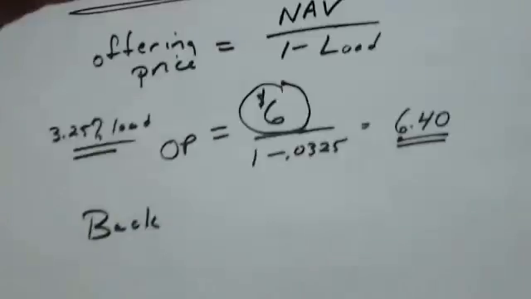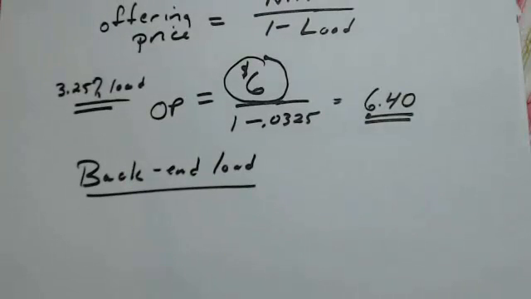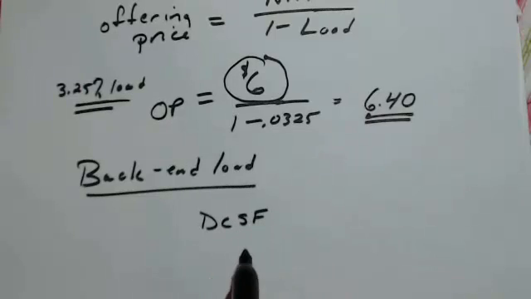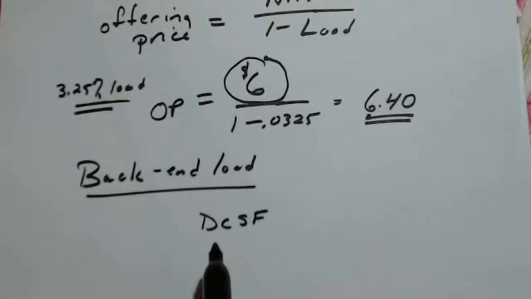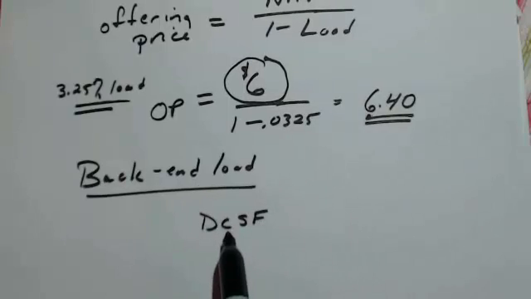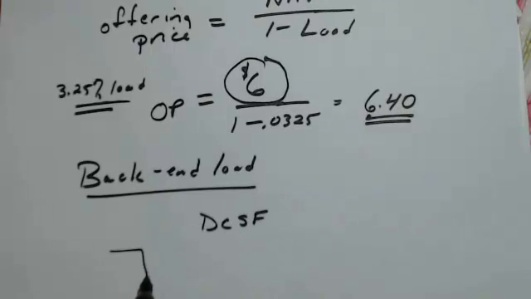A back-end load is a load that you pay when you exit a fund. They're called exit fees. Sometimes they're called a deferred contingent sales fee, for example. A deferred contingent sales fee means it's deferred, meaning you don't pay the back-end load until you decide to back out of the fund, and it's contingent on you backing out of the fund, and it's a sales fee, a sales charge. It's a fee. The fee could be on a sliding scale basis.